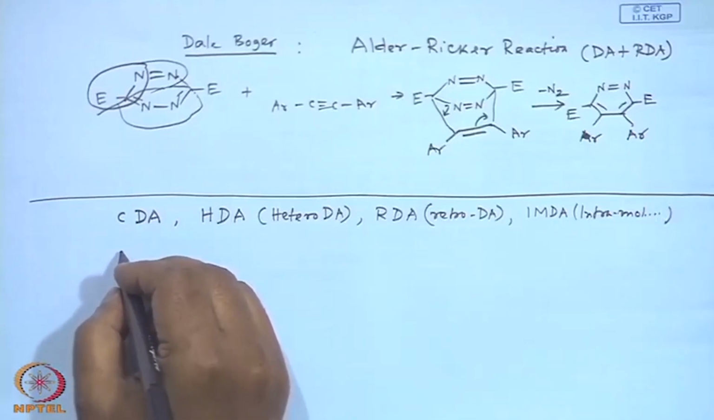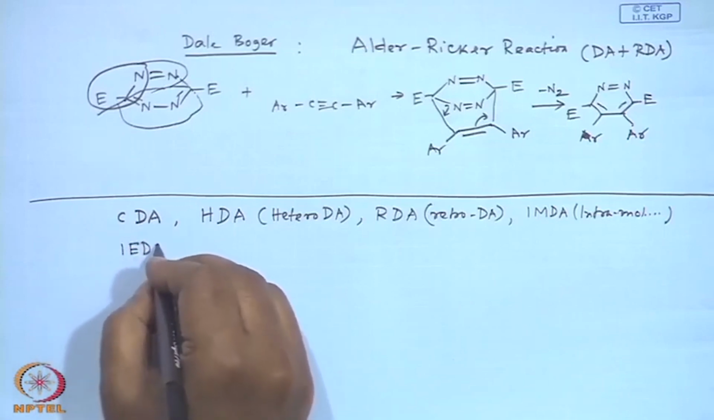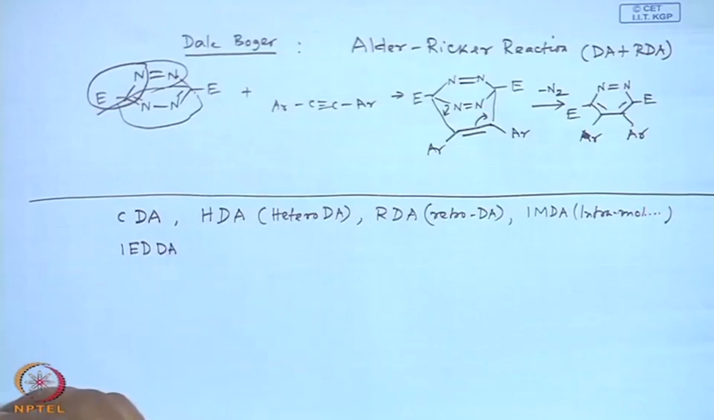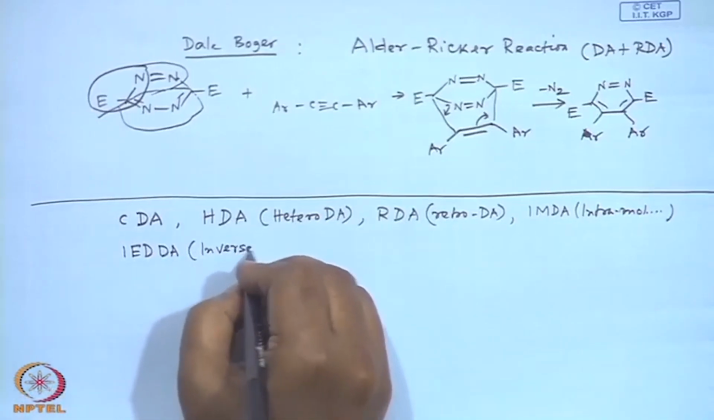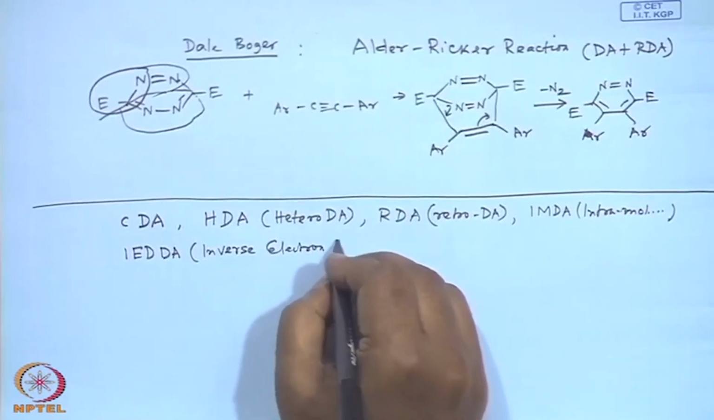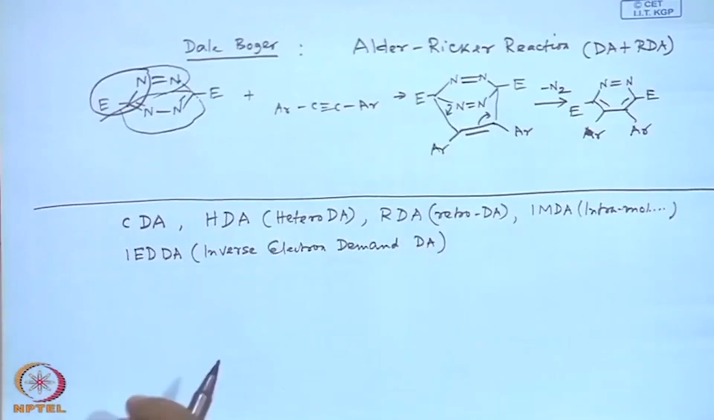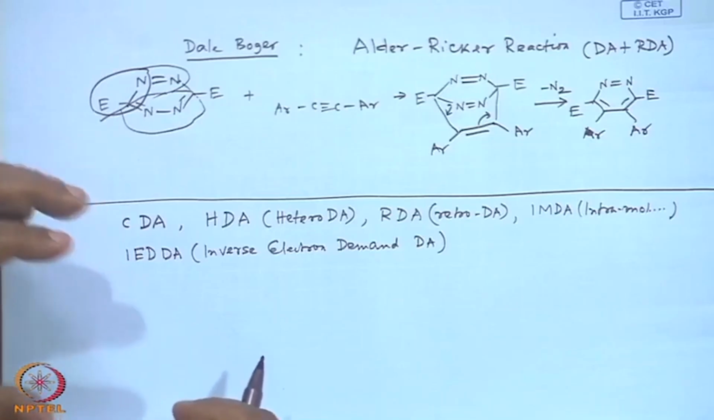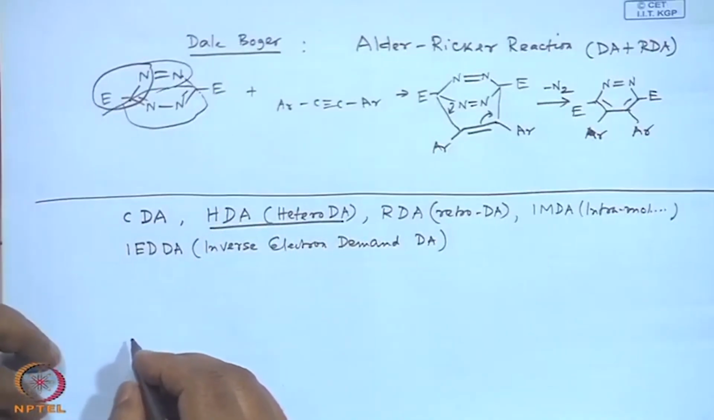So likewise there is one more. IED Diels-Alder reaction. What is this? Inverse, so all of you know that, okay. So these are all different kinds of reactions, and that means if you have a known reaction you want to extend. Today we talk about a little bit of this example of the HDA.